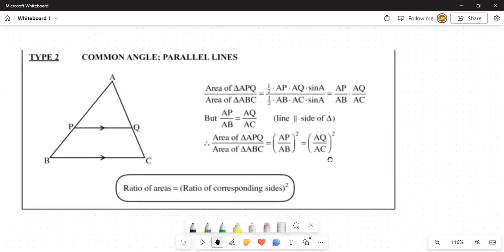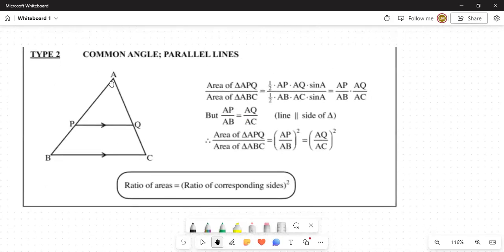Then if they have a common angle, in this case they have A that is common to them, right? We can even see that we also have parallel lines. Then we adopt the rule that says the ratio of the areas will be the ratio of the corresponding sides, AP over AB and AQ over AC.